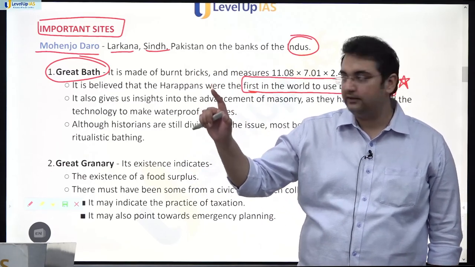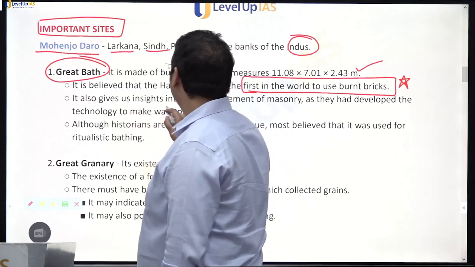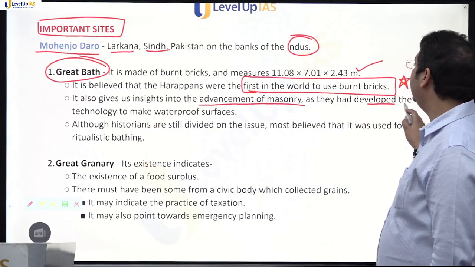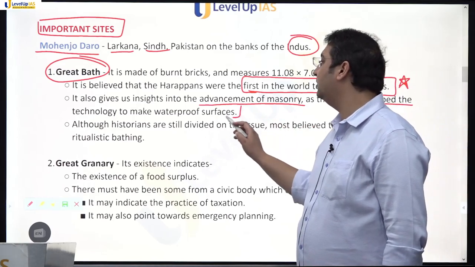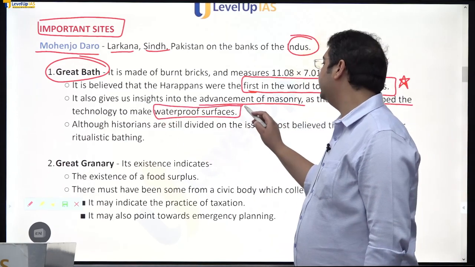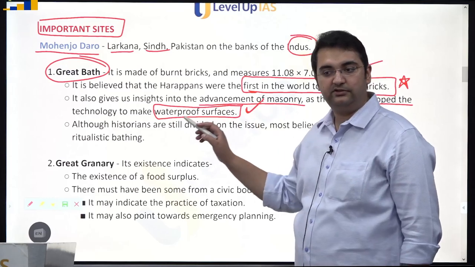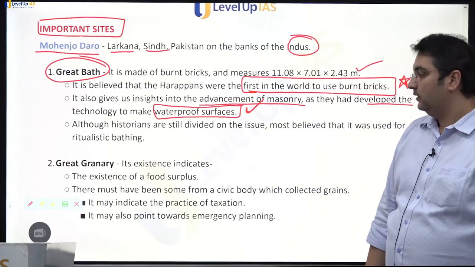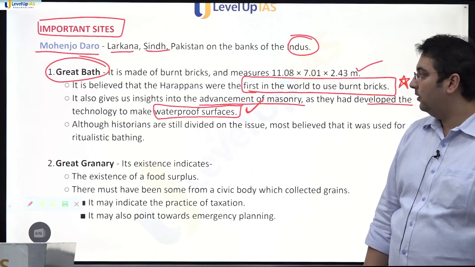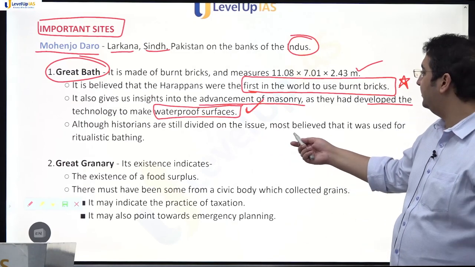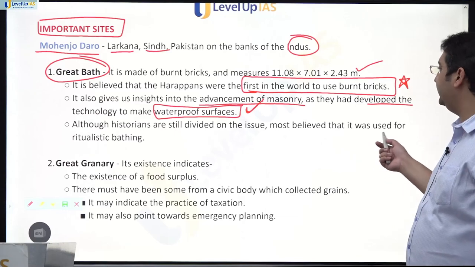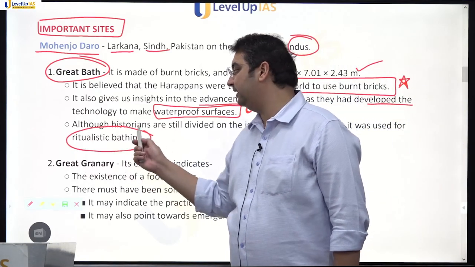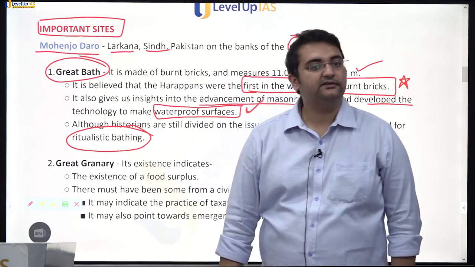Is this clear? Sure. It also gives us insights into the advancement of masonry, as they had developed the technology to make waterproof surfaces. So this is another important piece of information. Waterproofing ka idea tha inko. Right? Now, although there is some historical debate about this issue, most historians believe that the Great Bath was used for ritualistic bathing. Clear hai? Yes.